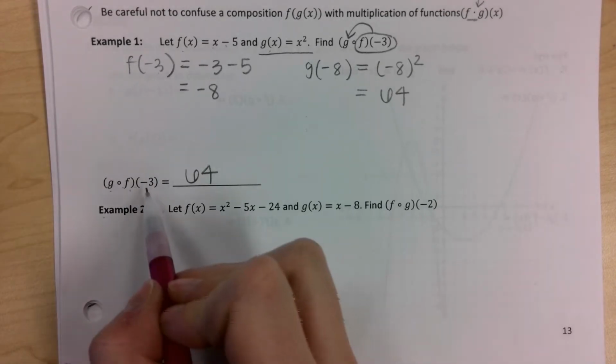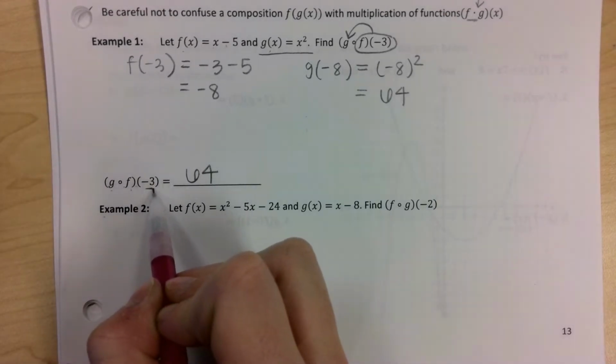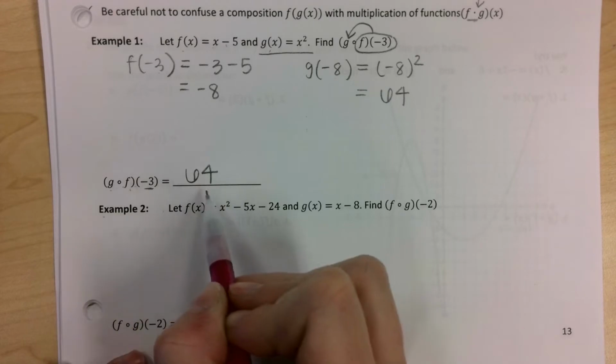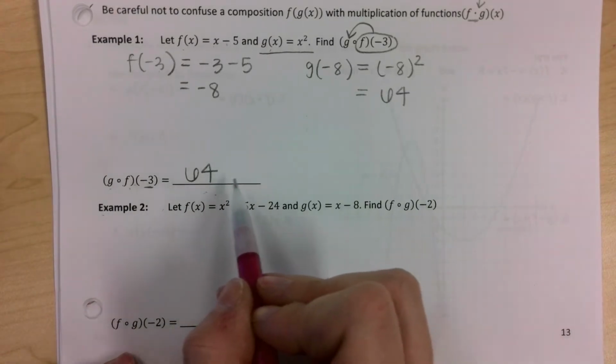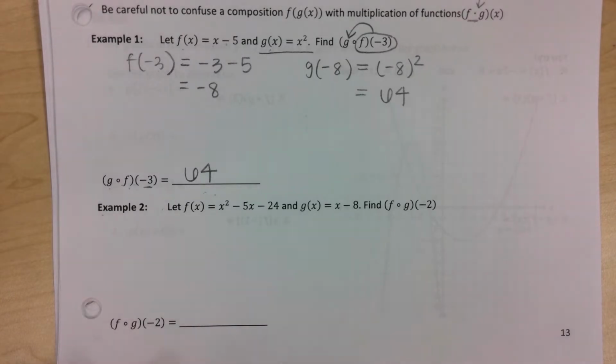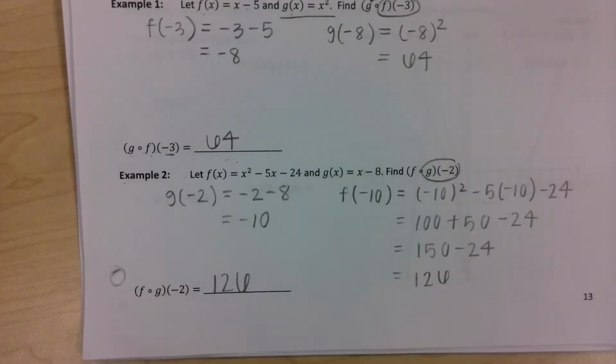Just a tip, anytime that you are plugging in a number into a composition function, your final answer should be a number as well. You should not have any x's or variables left over. Here is the work for example 2. Please pause the video and check your work to find your mistake if you got this question wrong.